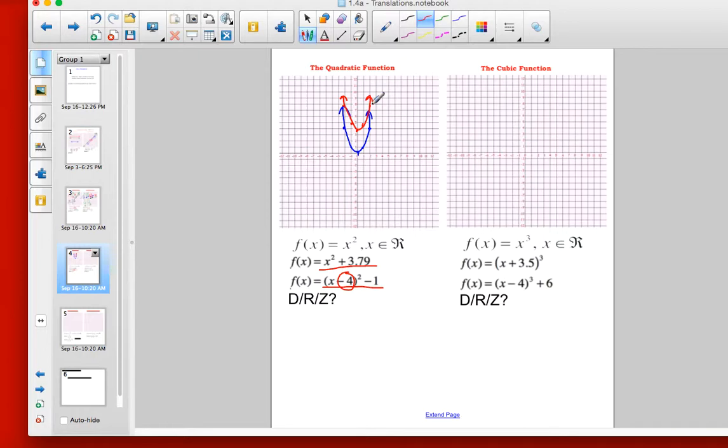And it's the exact same thing. Again, domain is still the same, negative infinity to infinity. But now the range, the low point is 3.79 to infinity instead of 0 to infinity. Zeros, there are none anymore because you shifted it up.